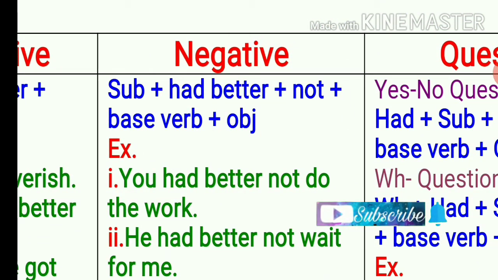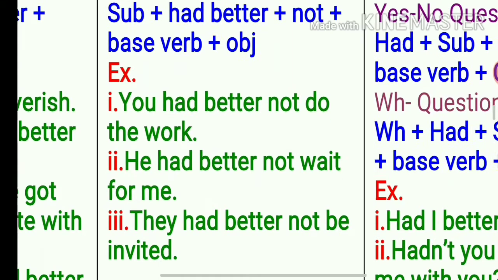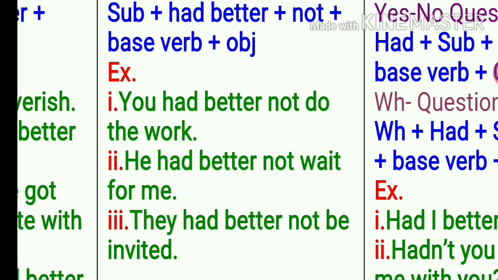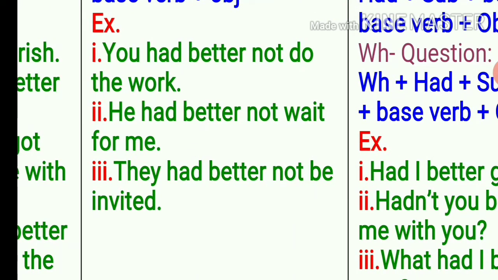Then negative statements. In negative statements, the structure of had better is: subject plus had better plus not plus base verb plus object. Examples: the first one, you had better not do the work. The second one, you had better not wait for me. The third one, they had better not be invited. In the three sentences, your doing the work, his waiting for me, and inviting them are given less importance. So in the sentences, had better is used.